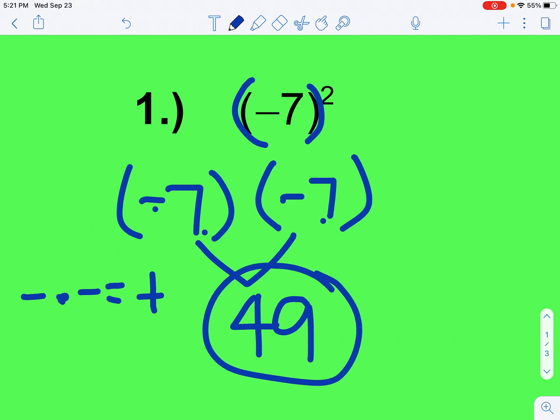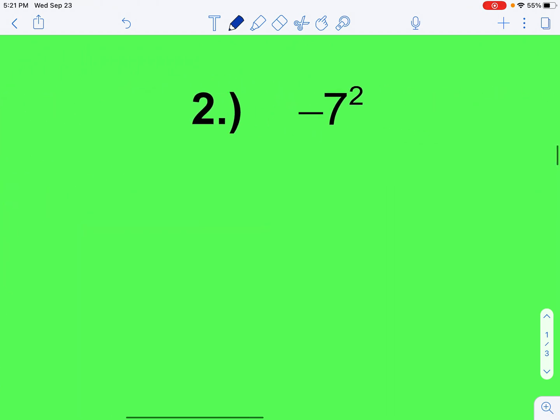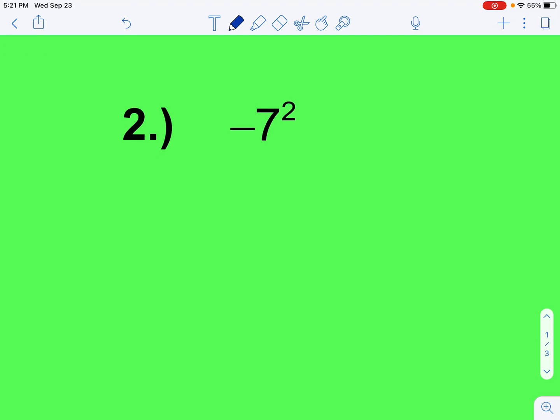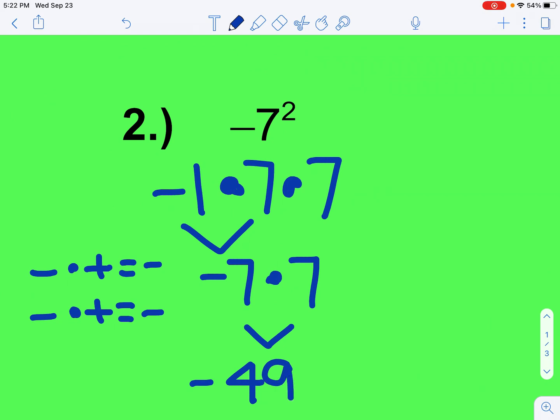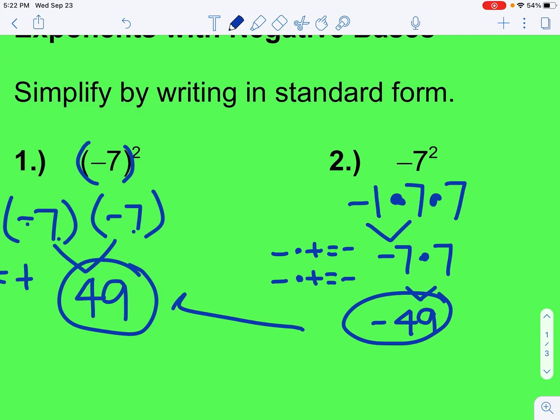Okay? Now our next example will show us how those parentheses signs are so important. So now if I look at this one, I don't see any parentheses. So what this means is I'm taking a -1 times 7 squared. So times 7 times 7. Okay? -1 times 7, negative times a positive equals a negative. So this is -7 times 7. So again, a negative times a positive equals a negative. So my answer here is -49, which is the opposite of this one right here.